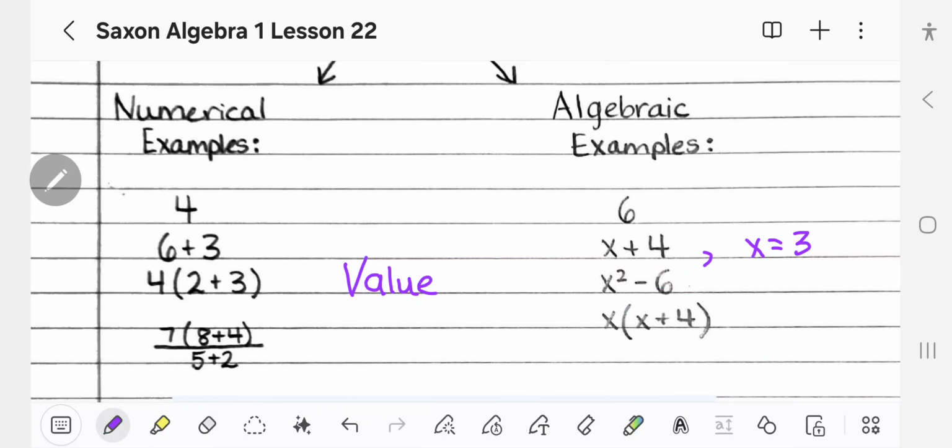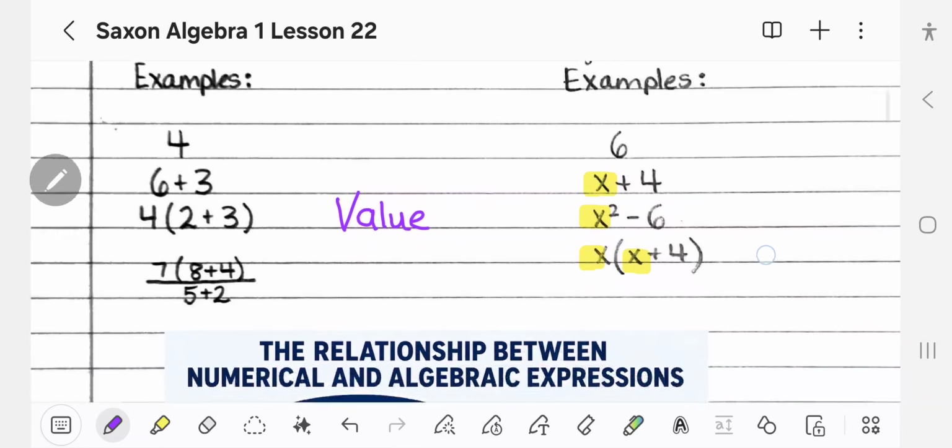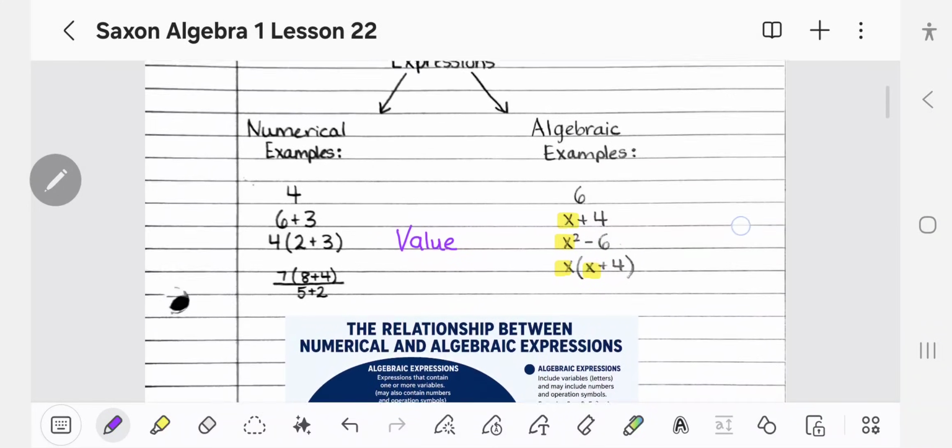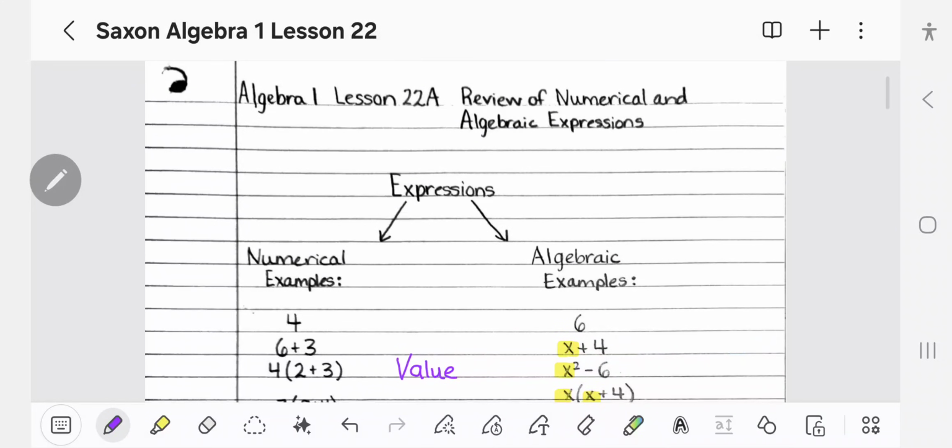So each of these expressions have a value, but only if we have a value to go in for these variables. Okay, so that's what this section in the book is about, just reminding you of these terms, and then we're going to build on that in the next video.